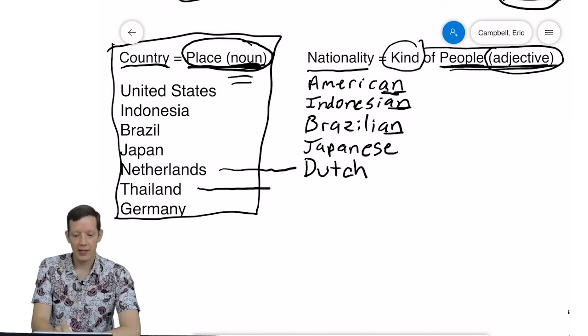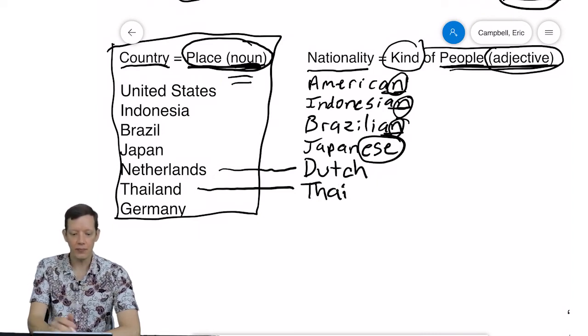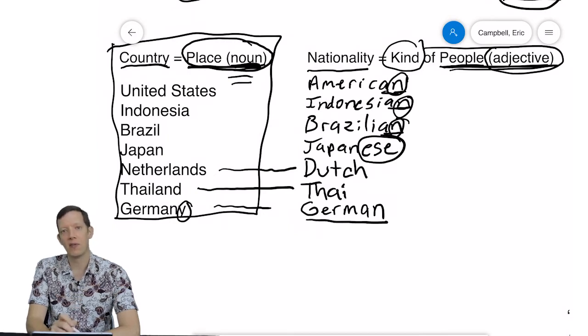How about Thailand? Well, this one's unique too because whereas the others we added something to the end of all of them, in this case we're going to take something away. For Thailand, the people are just called Thai. They are Thai people. That is their nationality. Okay, so the last example we've got, the people from Germany, I almost gave it away there, are called German. Okay, so Germany with the Y is the name of the place. German without the Y is the name of the people.